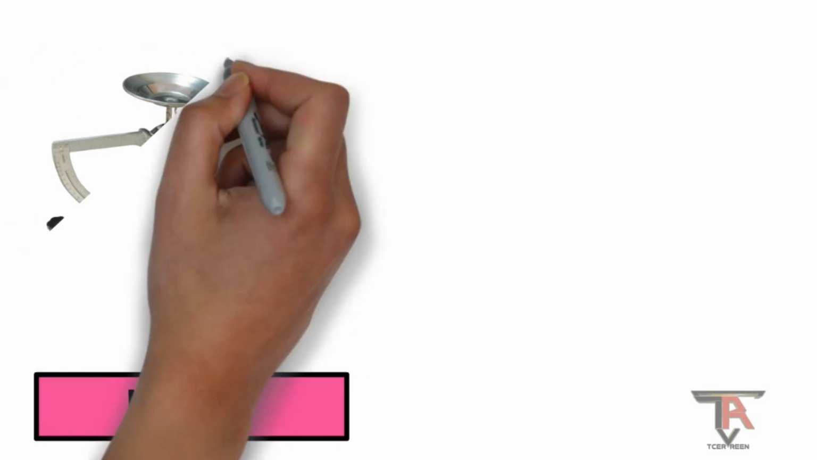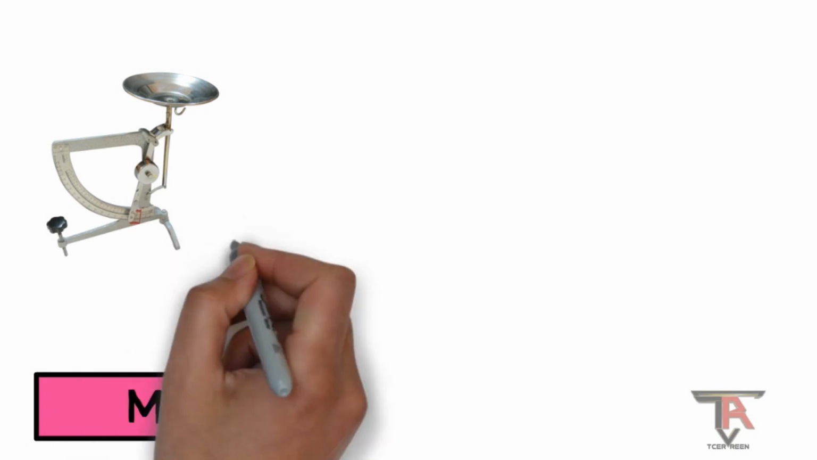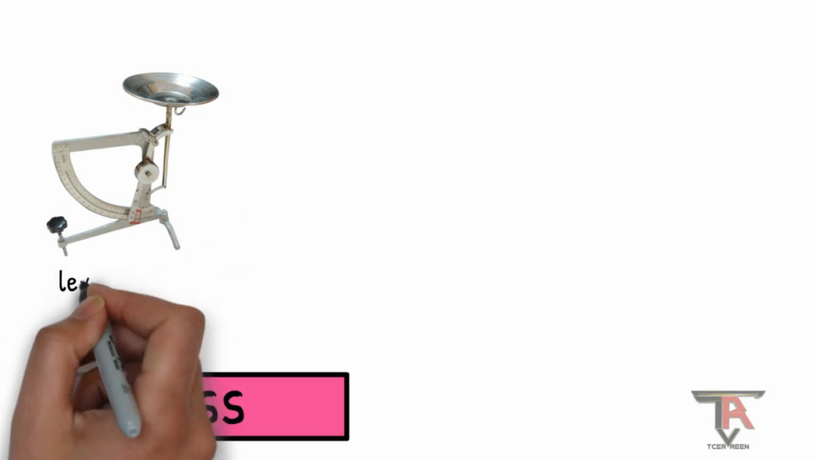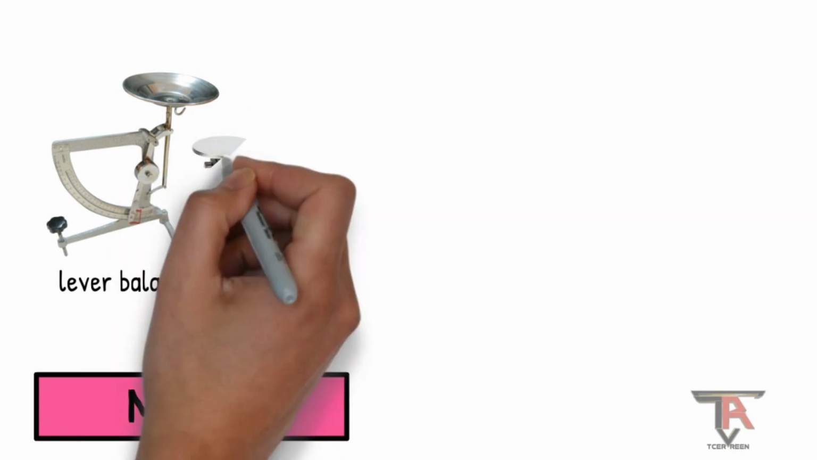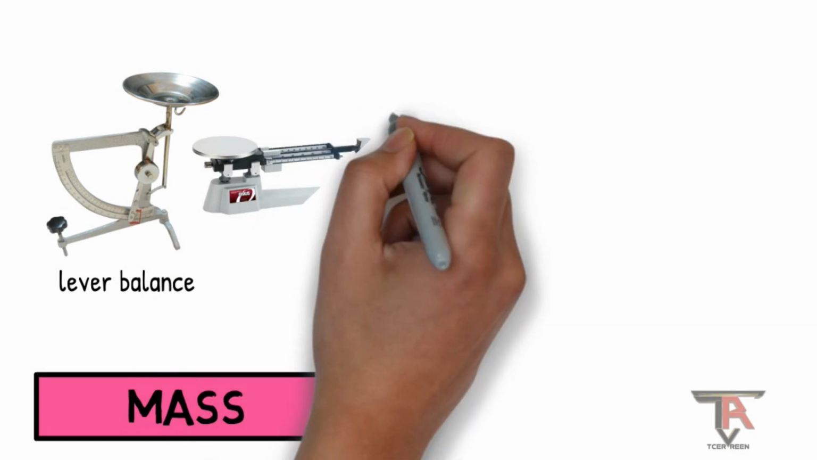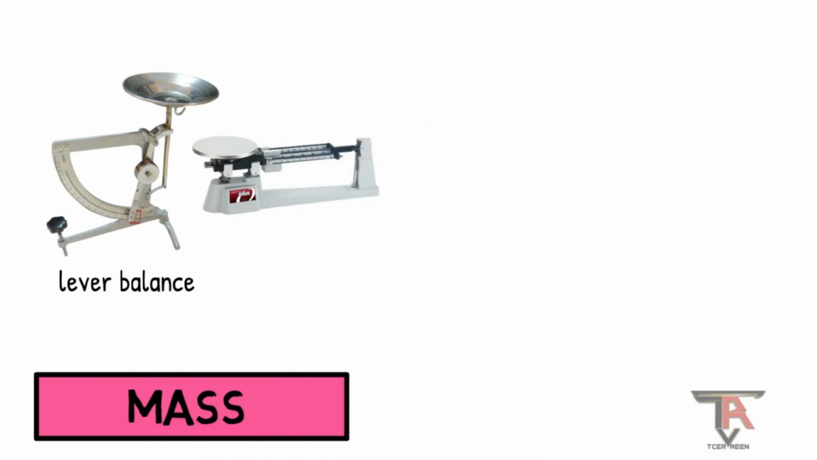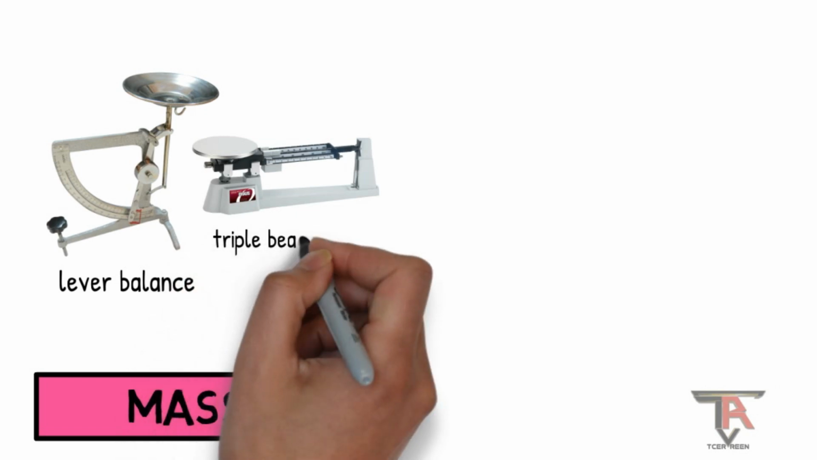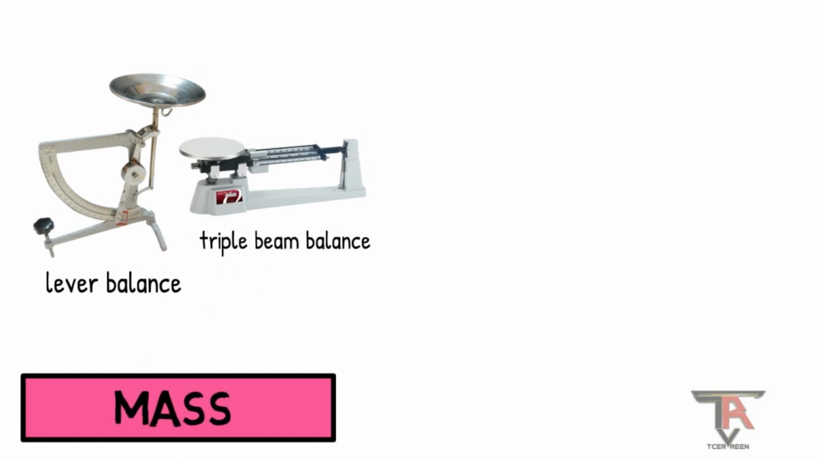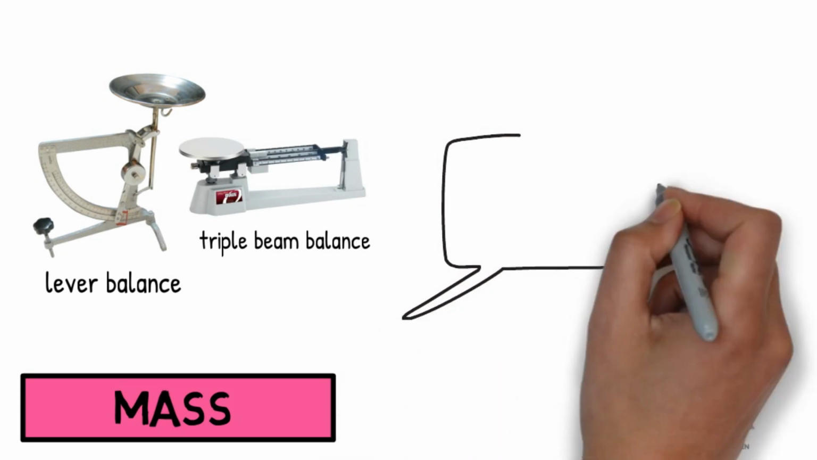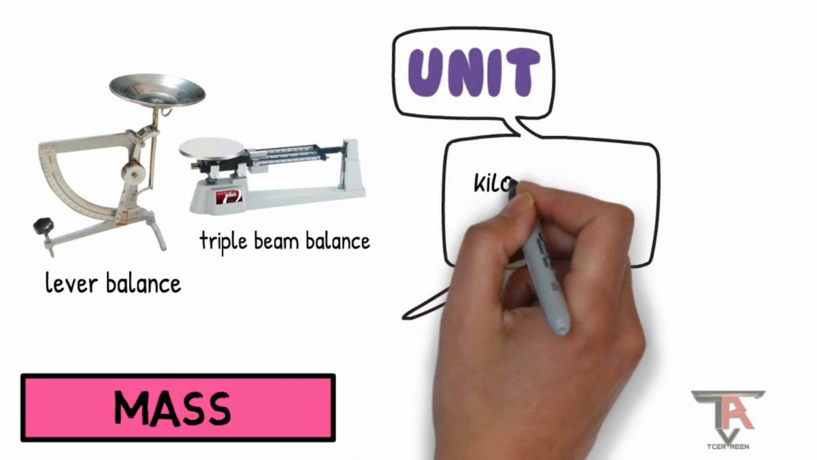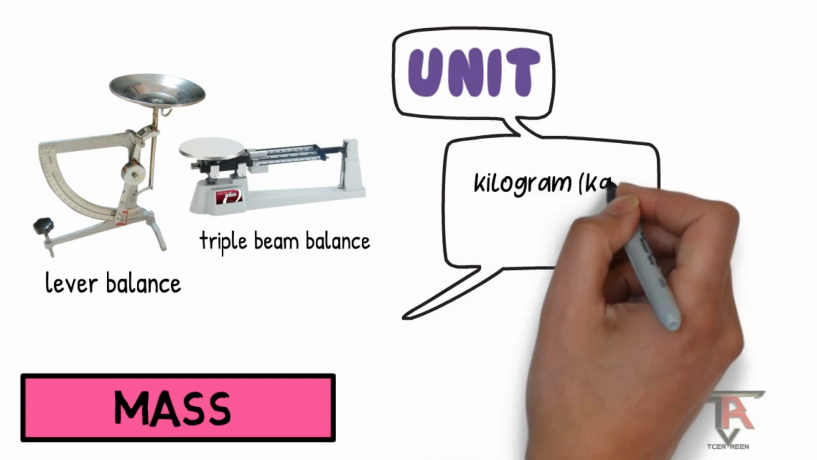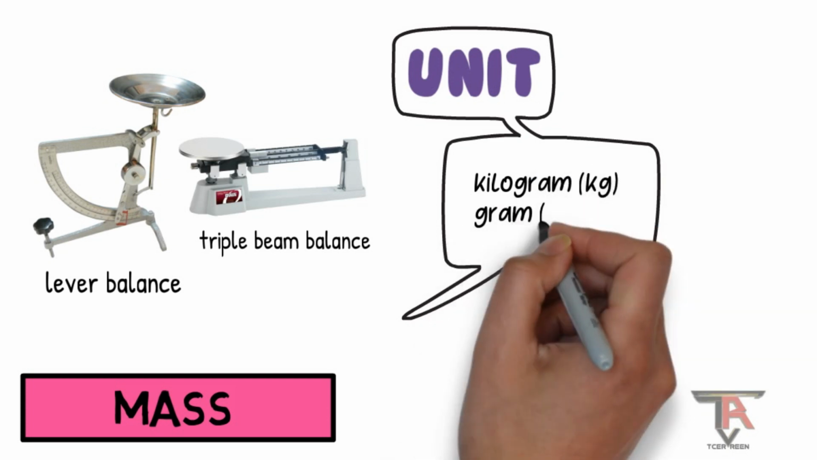How about mass? The mass of an object is the quantity of matter in it. We can use lever balance and triple beam balance to measure mass. The SI unit for mass is kilogram, or in short form, we write it kg. We also can measure mass by using gram or g.